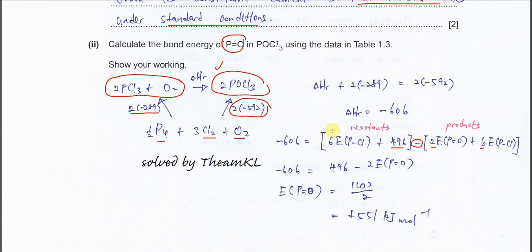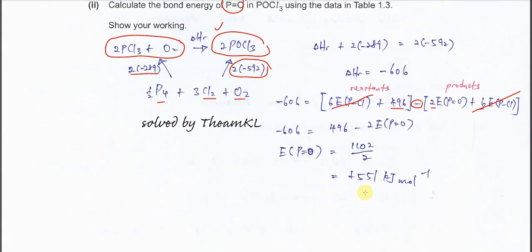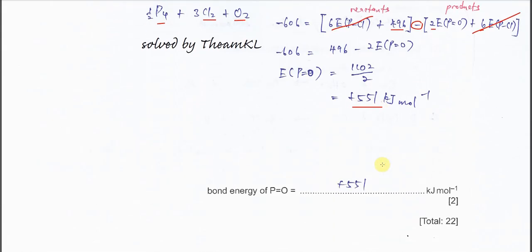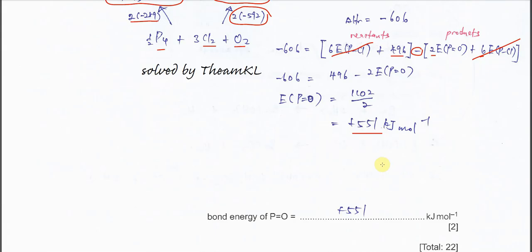After you're able to do this part, we know that the PCl actually you no need to find it, just cancel it. So now what remains? Negative 606, the delta HR, equals 496 minus 2 times the bond energy of P=O double bond. So rearrange, then you get positive 551 kilojoule per mole. Okay, that's all. Thank you.